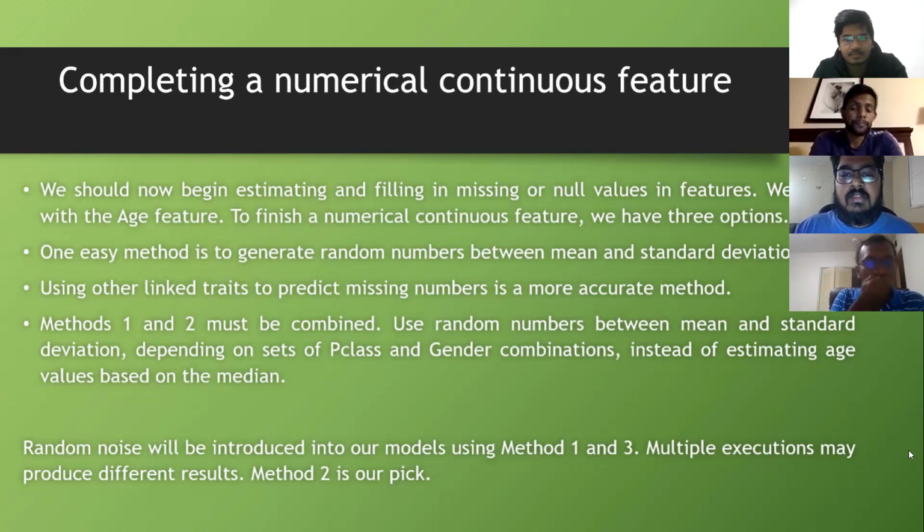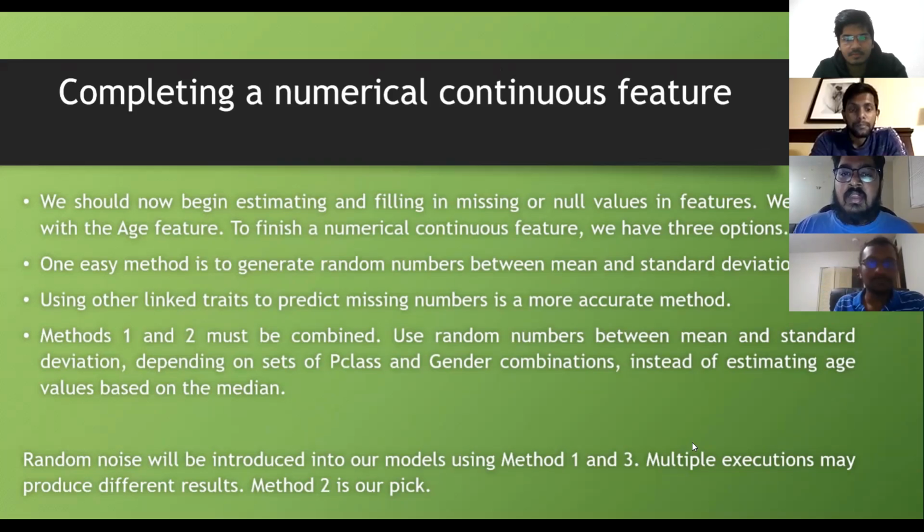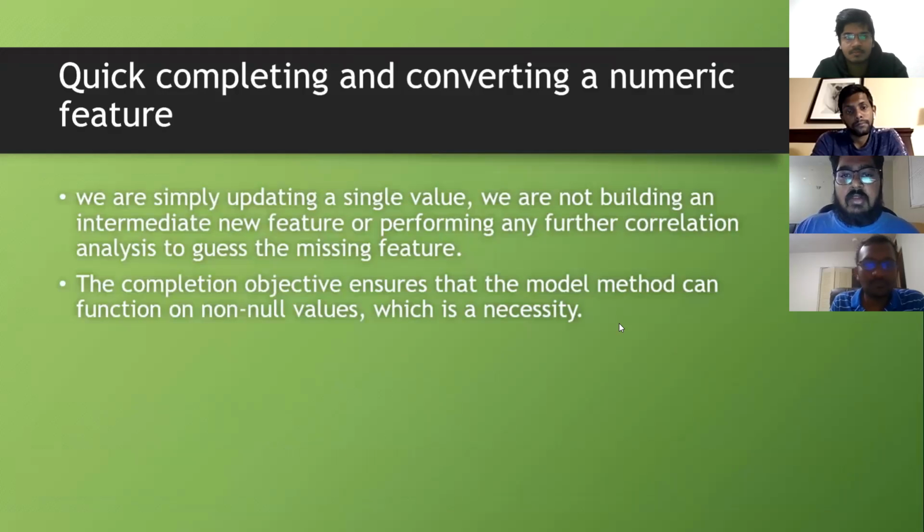Here multiple executions may produce different results, and here we picked method 2. Coming to the next slide, there is quick completing and converting a numerical feature. We are simply updating a single value. We are not building an intermediate new feature or performing any feature correlation analysis to guess the missing feature. To complete an object, ensure the model method can function on null values, which is a necessity.